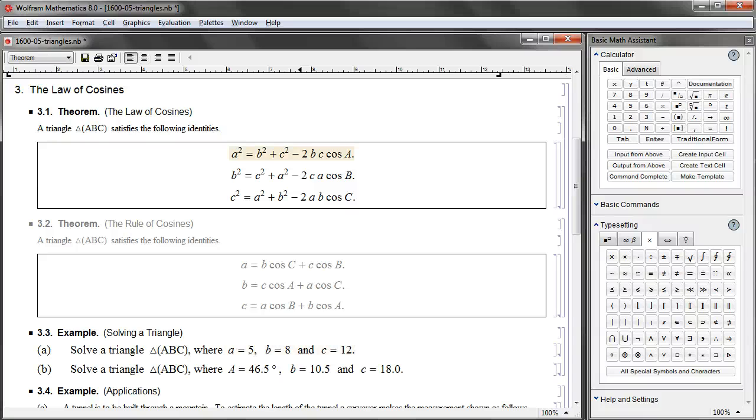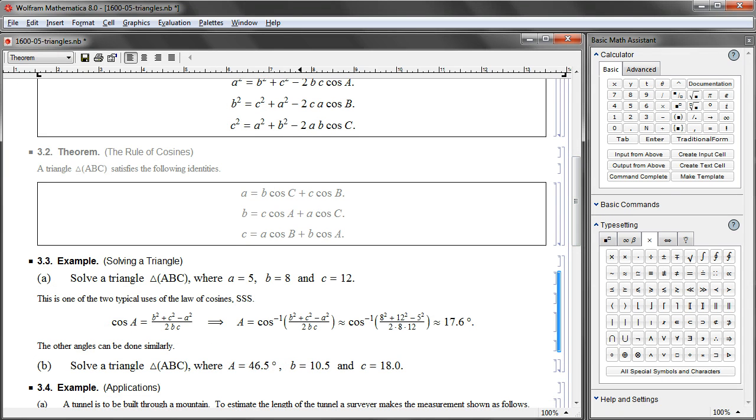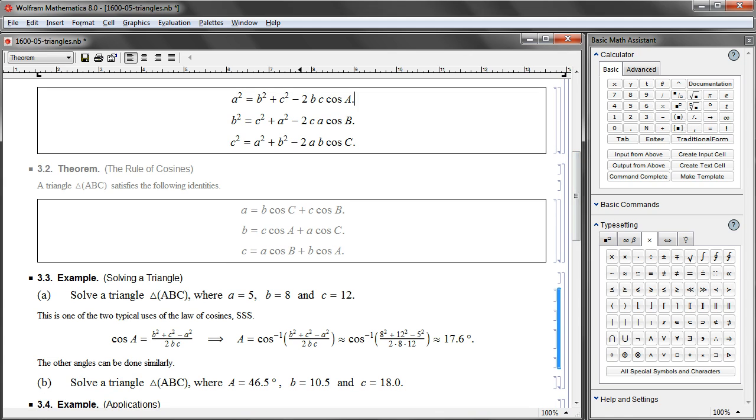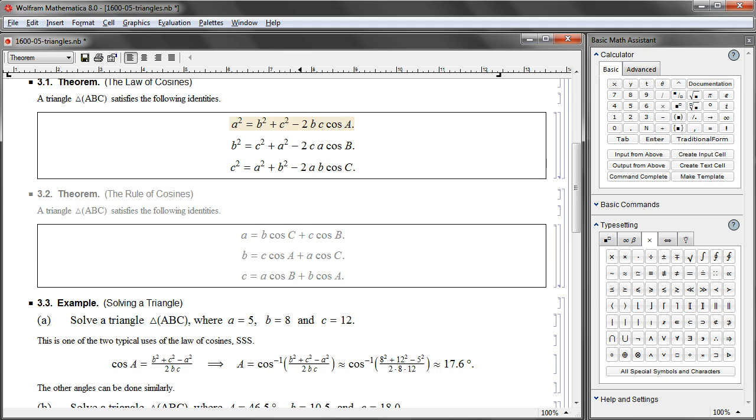All those sides, a, b, and c, are known. The only unknown is cosine of capital A. So you can solve for cosine of capital A and take the arc cosine. This is basically what I did over here in the solution set. Solve it algebraically, then cosine of A is the same as b squared plus c squared minus a squared over 2bc. And in order to find capital A, simply take the arc cosine. Plug in the values and punch in the calculator, we get about 17.6 degrees.